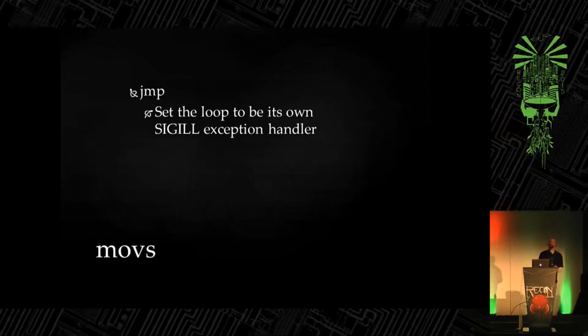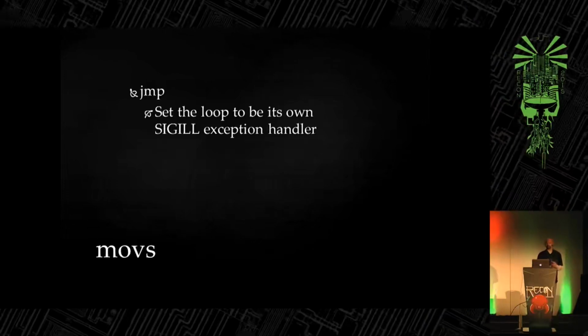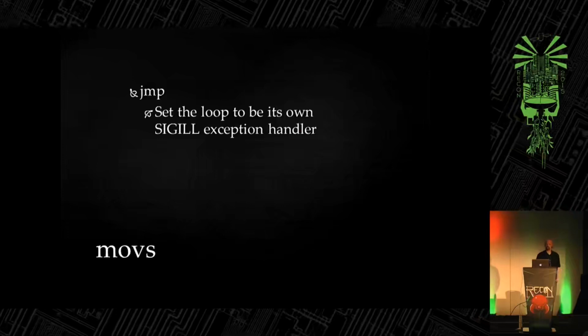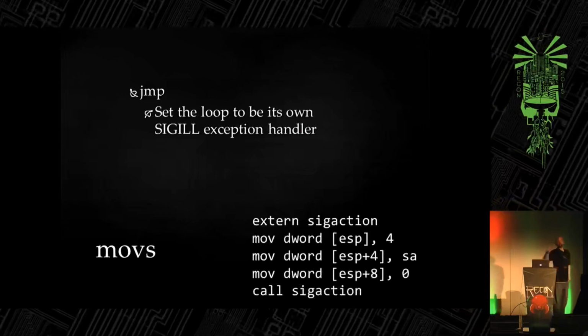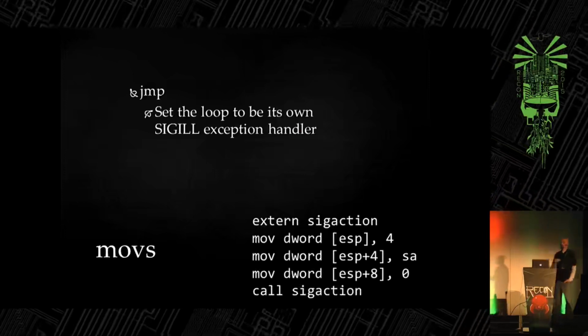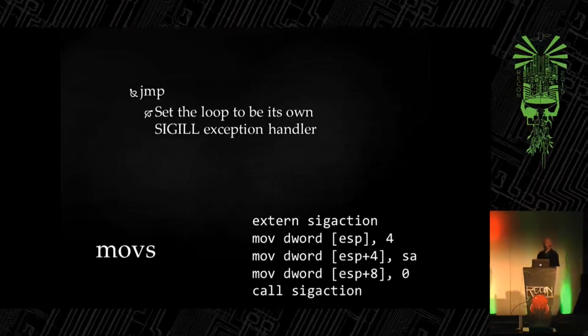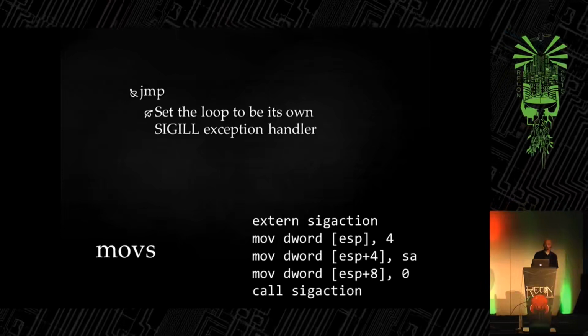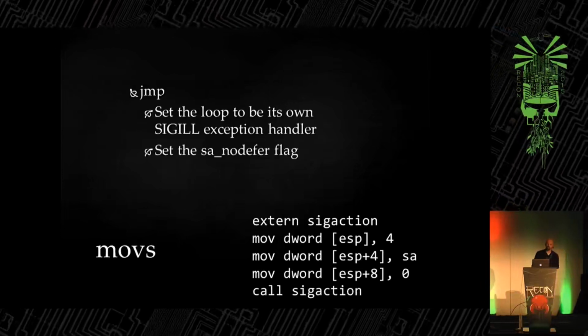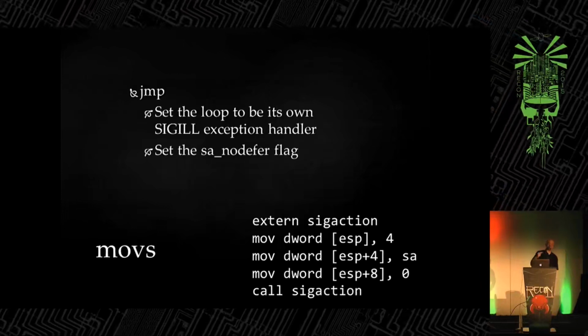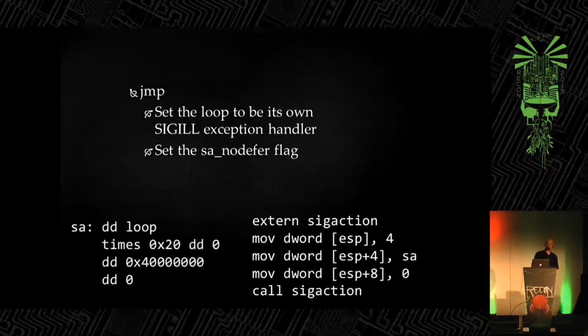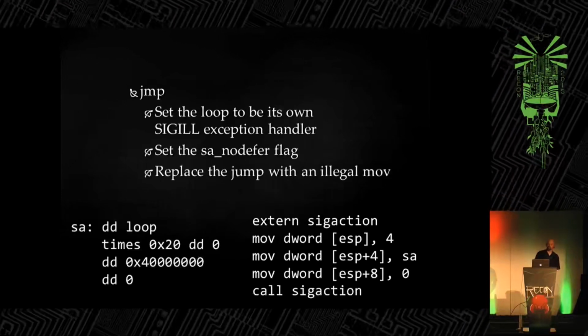I need to find a different exception, so I decided to use the illegal instruction exception handler to do this. So in our start function, before our program really begins executing, we'll call the sigaction function in order to set up our program as its own exception handler. We need to set this no defer flag, allowing our exception handler to recursively trigger exceptions. So we'll call that as well to set that up.